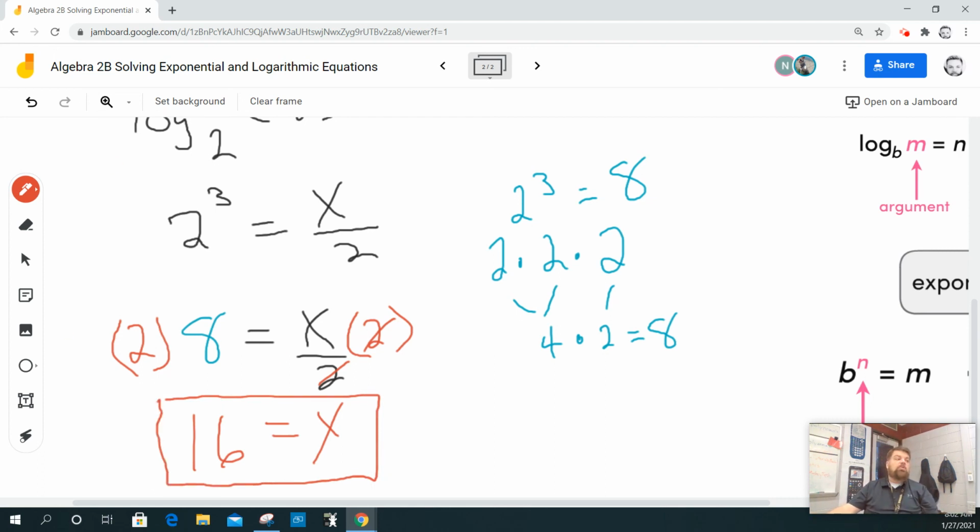Now, this isn't the only way to solve these types of problems, but these problems are kind of rigged up that way because we're trying to teach you this process.